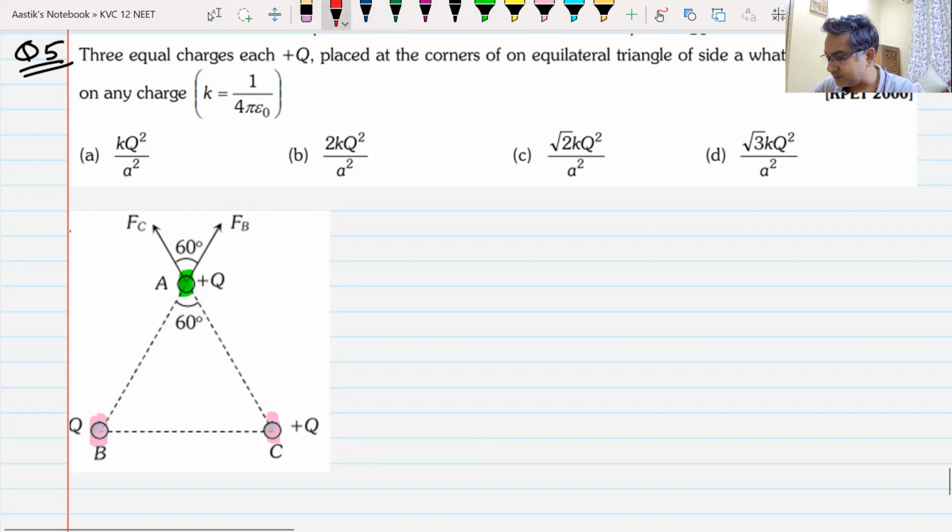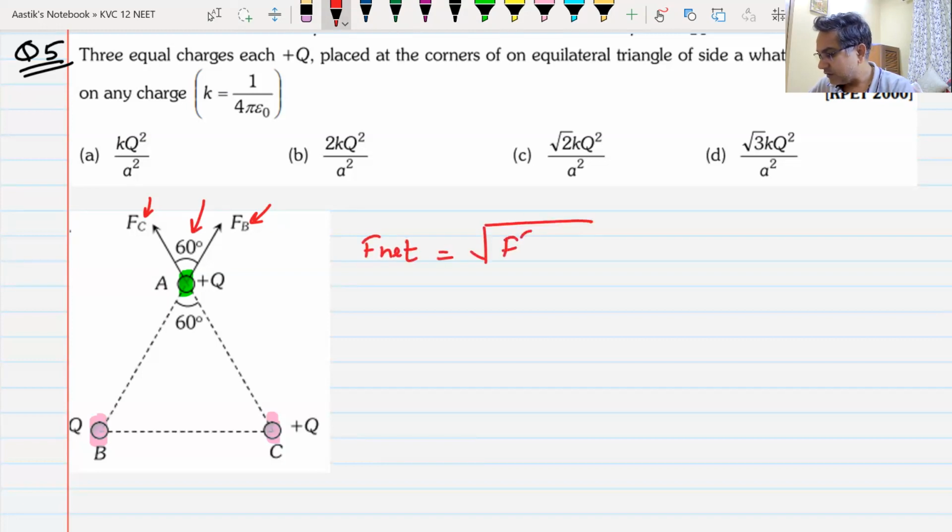Do we understand this? Yes, sir. Fc is the force applied by the charge c. Both are same, and these two forces will come at an angle, and that angle is going to be 60 degrees. So you can find the net force with the vector addition. It will be equal to under root of F square plus F square plus 2 times F into cos of 60 degrees.